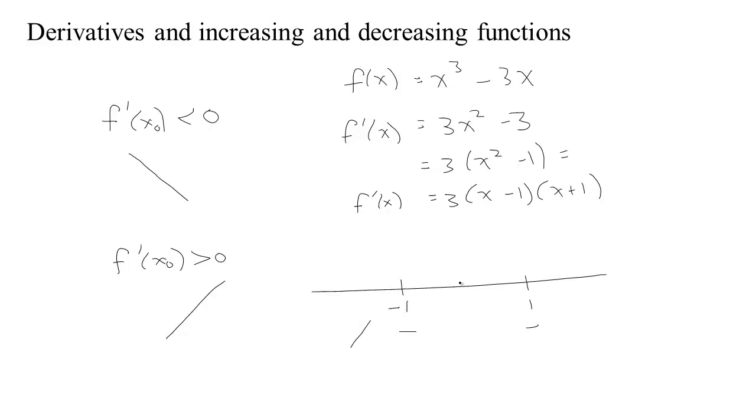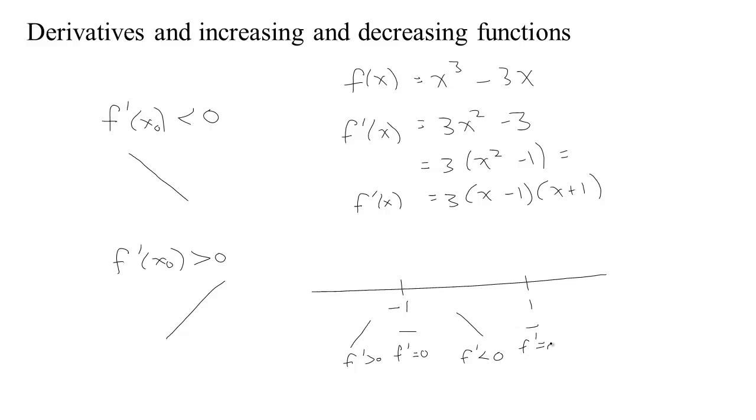If x is between negative 1 and 1, though, x minus 1 will still be negative, but now x plus 1 is more than 0, so it's going to be positive. So I'll have a positive times a positive times a negative, which is negative, which means the slope of the function is negative in that region, so the graph is moving down. So here we know that the derivative is 0. Here it's positive. Here it's negative.